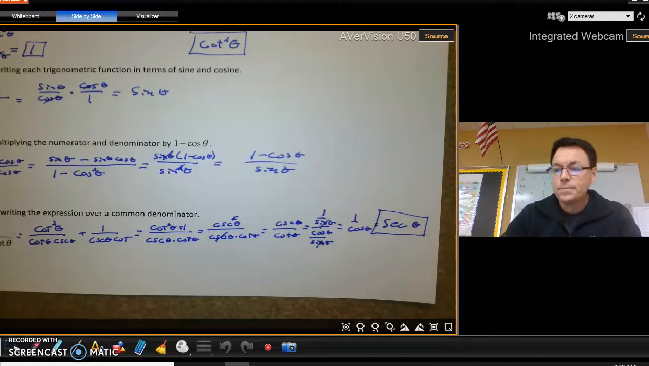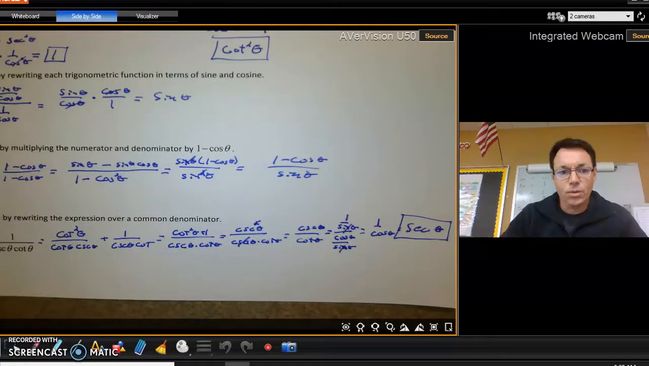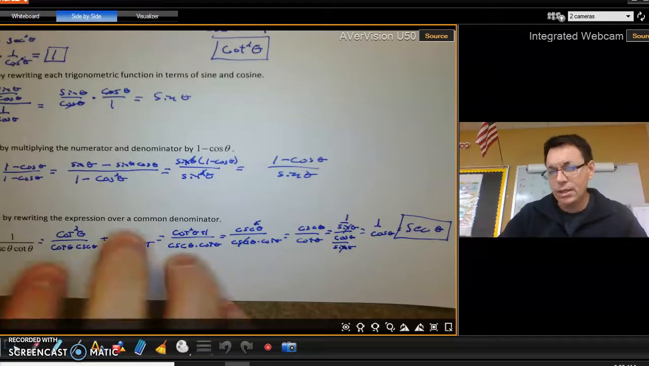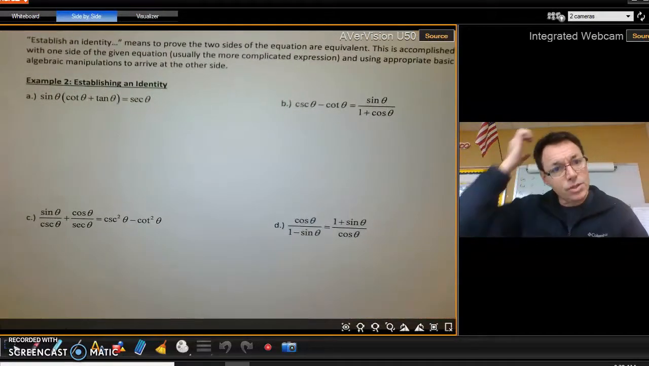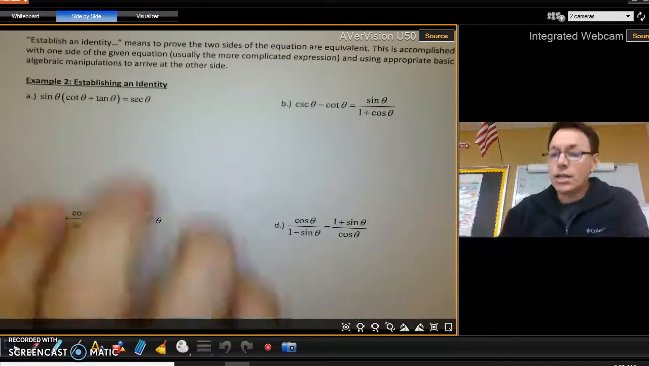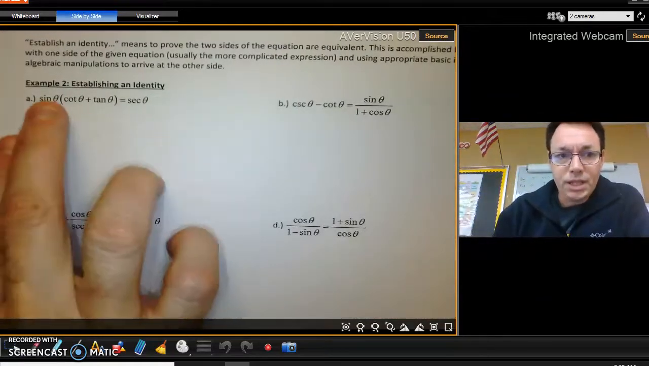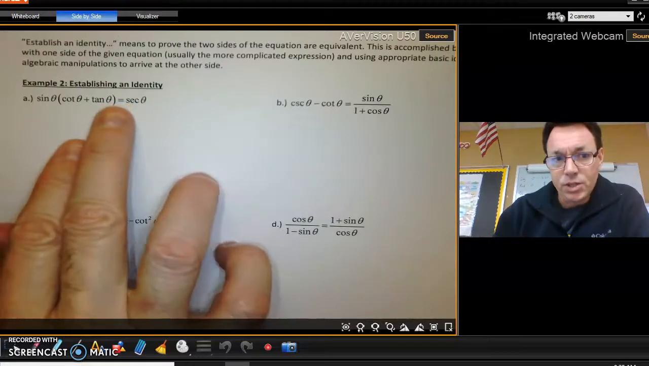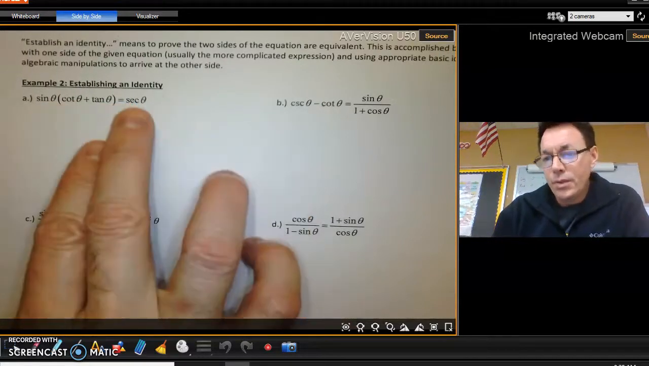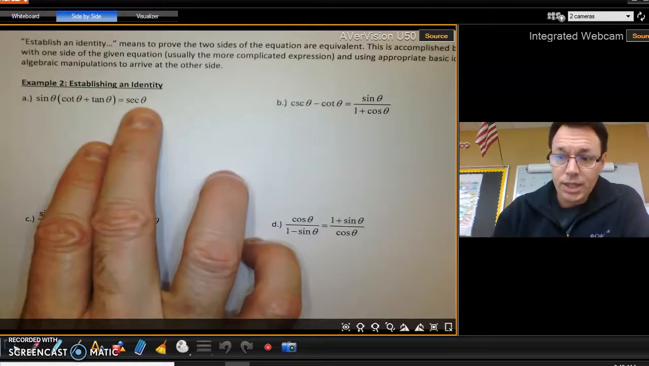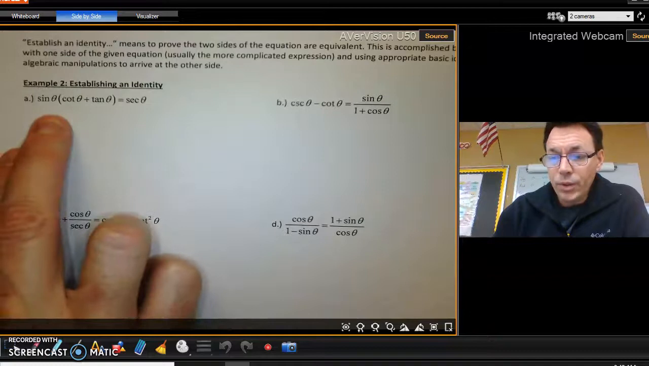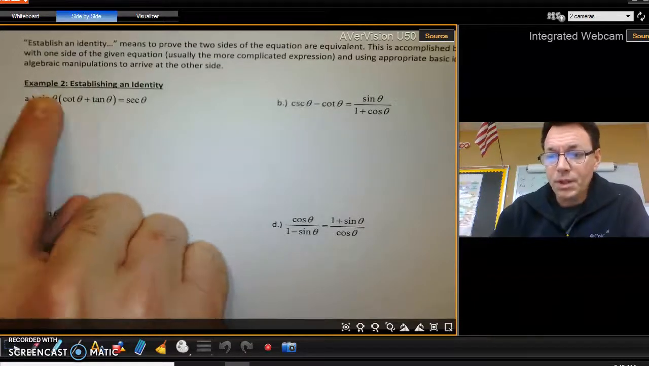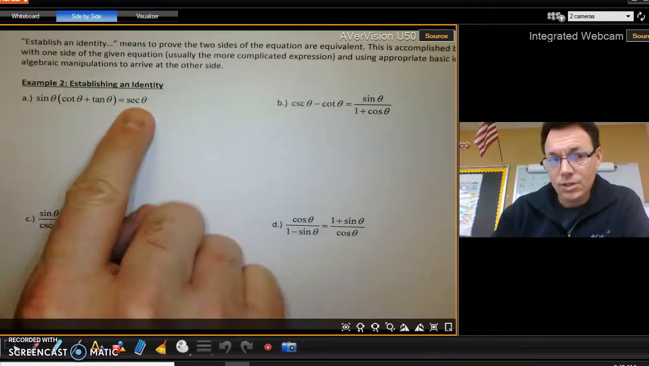Okay, so now we're going to take a look at what are called identities. So take a look at the back of your notes. And you're going to see this. Okay, so establish an identity. So now we have an equation. We don't have an expression. This side is an expression. This side is just, well, that's just a trig function. So we are going to see if we can manipulate this and turn this side into this side.